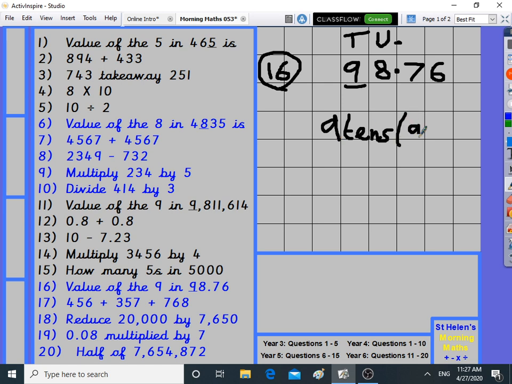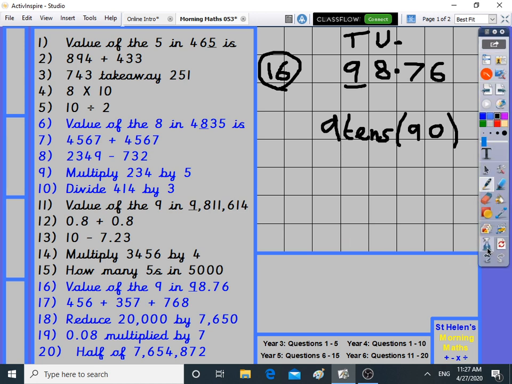9 tens, 90 is the answer. That's what that 9 is worth in 98.76. Let's go on to number 17. Pause if you need time to copy.